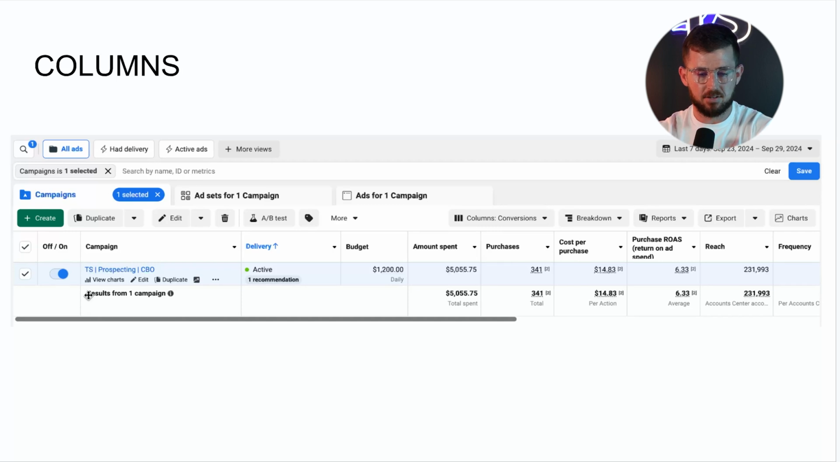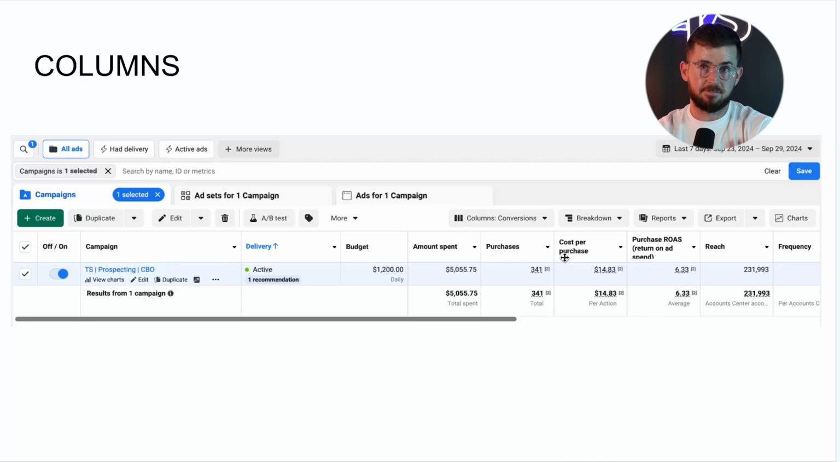So we can see right here, I have this one campaign set up in this particular account. It's been like $1,200 a day over the last 7 days, 6.3x ROAS. You know, had to flex that real quick for a second. But we'll see how these columns are set up. So obviously I have my budget, which I think is pretty default right there. Amount spent, purchases, cost per purchase.